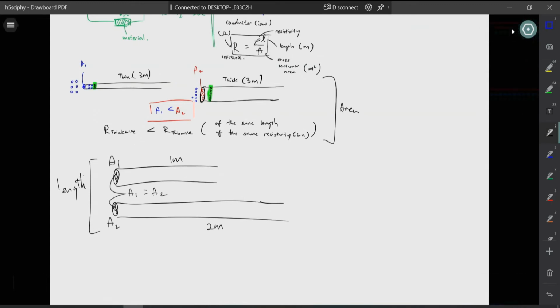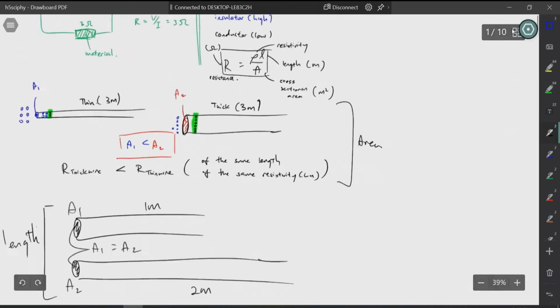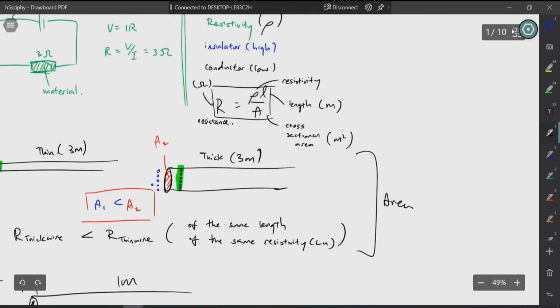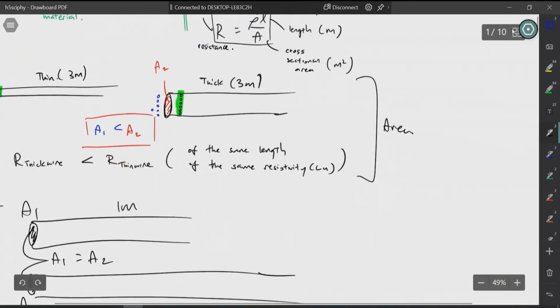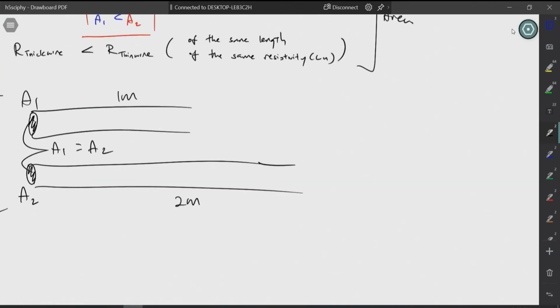So how does length play a part? If you read this equation right, R equals rho L over A, so ignore all other factors because they are constant. Just compare R and L. So when L increases, R should increase. Over here they have a directly proportionate relationship. So when length increases, R increases.